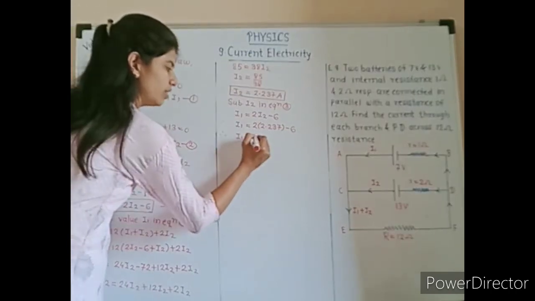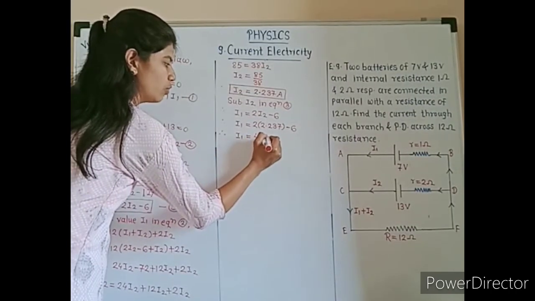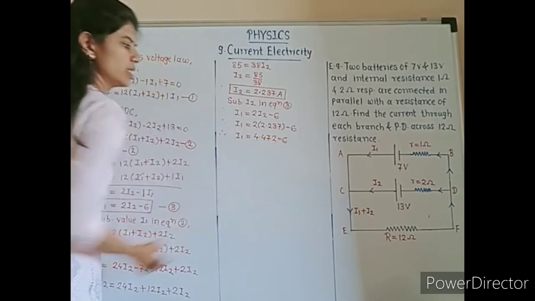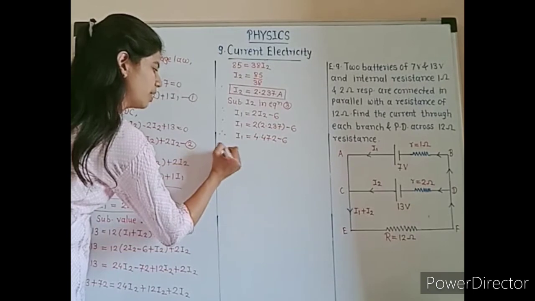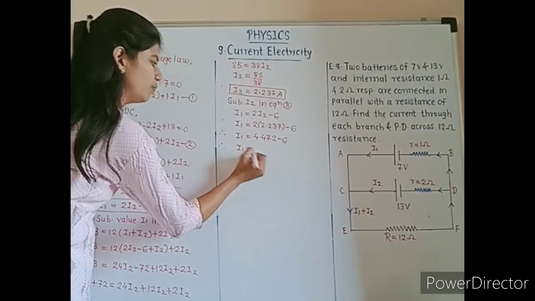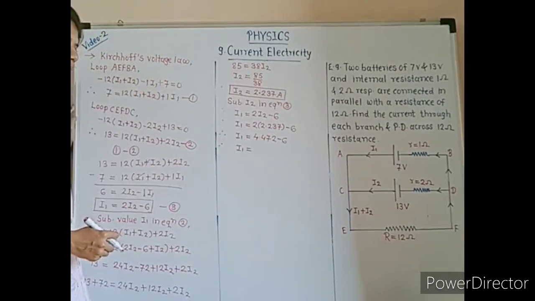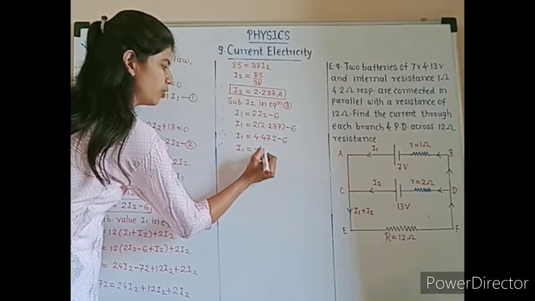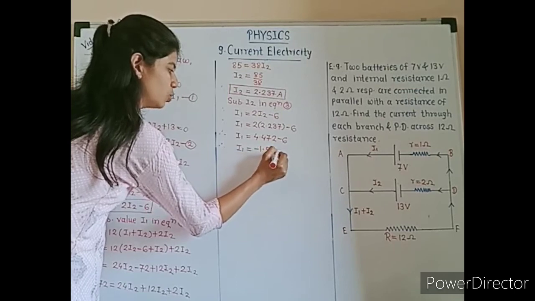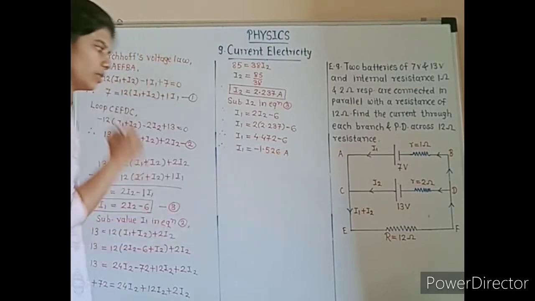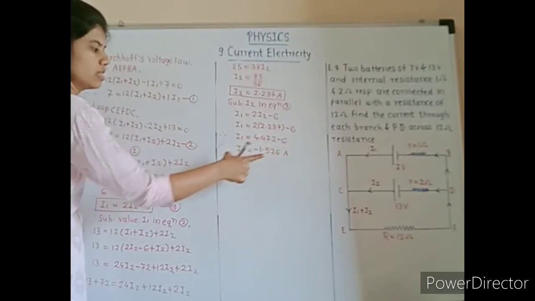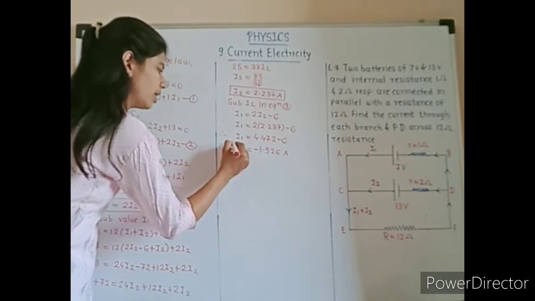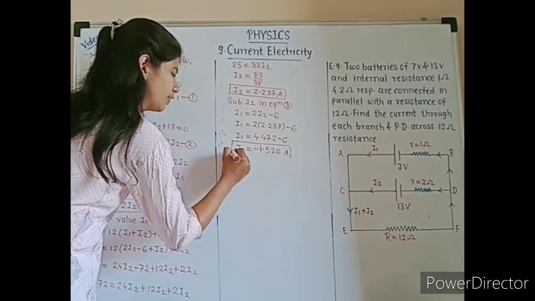Hence I1 is equal to 2 into 2.237, that is 4.472, and minus 6. So I1 is equal to 4.472 minus 6, which gives minus 1.526 ampere. So I1 is equal to minus 1.526 ampere, and this is the value of current I1.